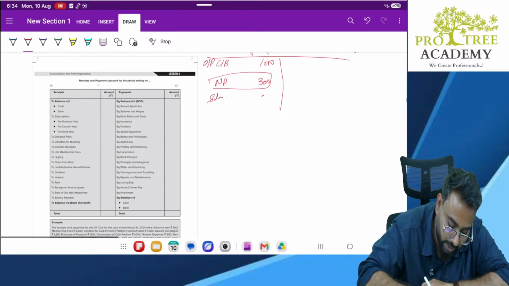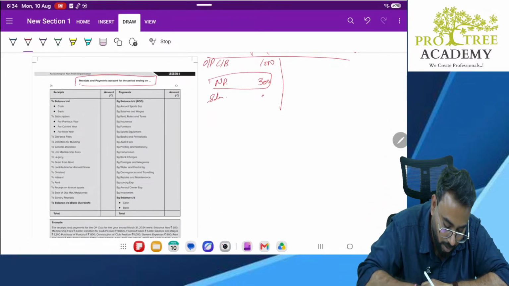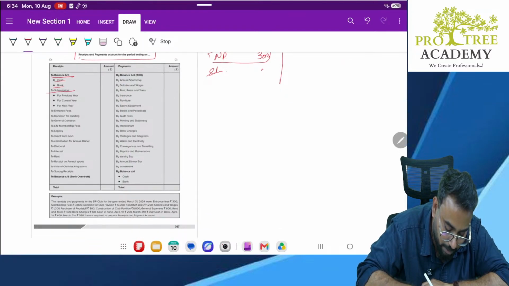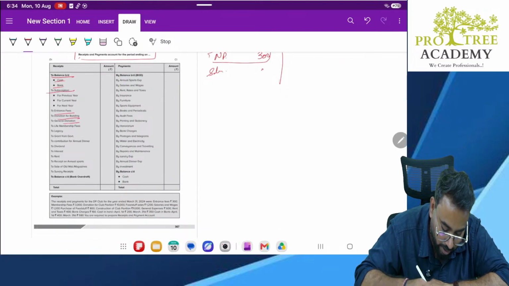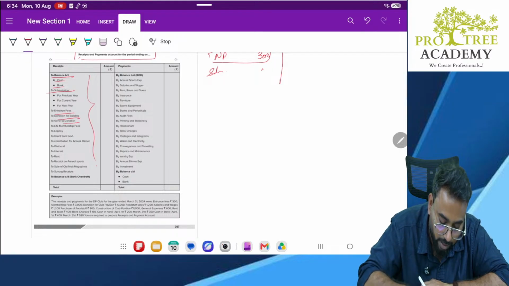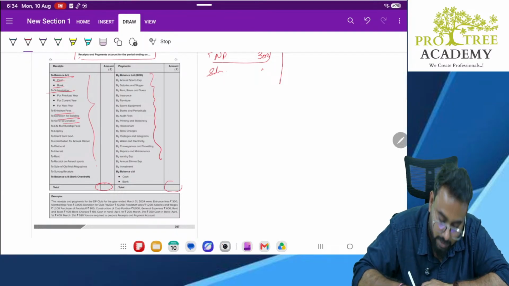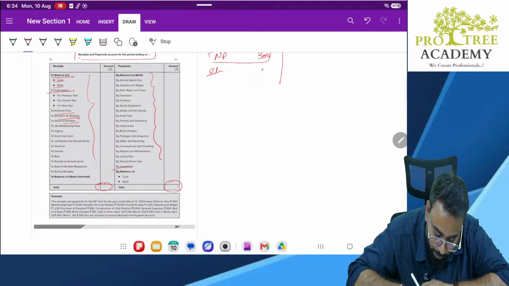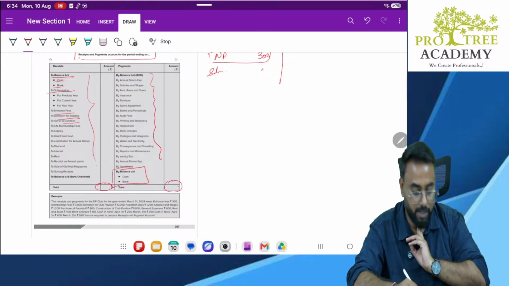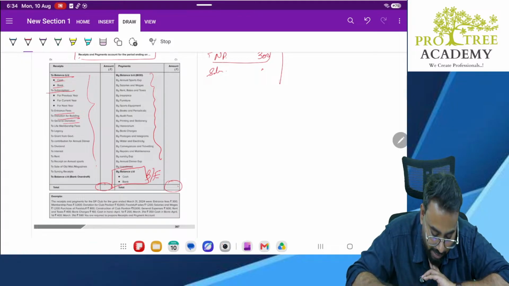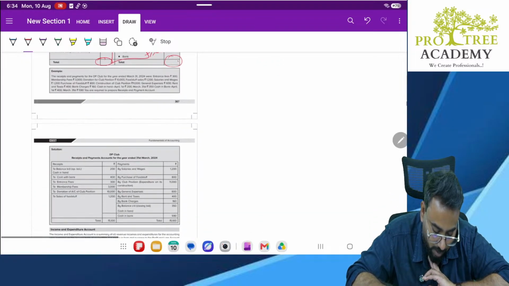So this is how your receipts and payments look. To balance brought down, cash and bank, then all the receipts, subscription, entrance fee, donation, general donation, all these things will come here, and all the payments will come in here. The total of this minus the total of this will give you the closing balance of cash and bank. These figures are balancing figures. Clear?